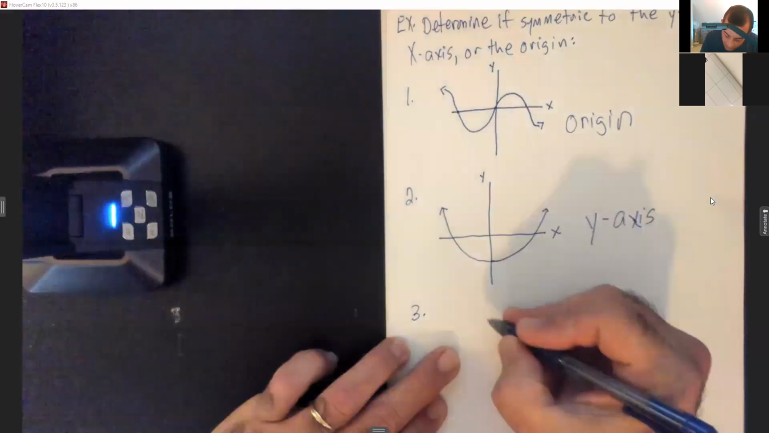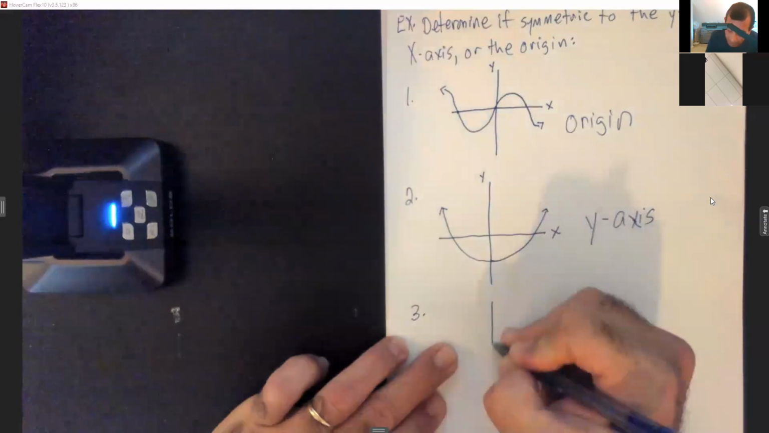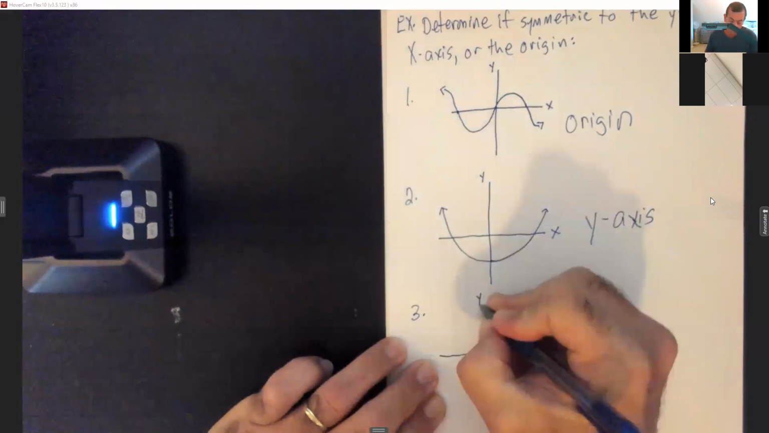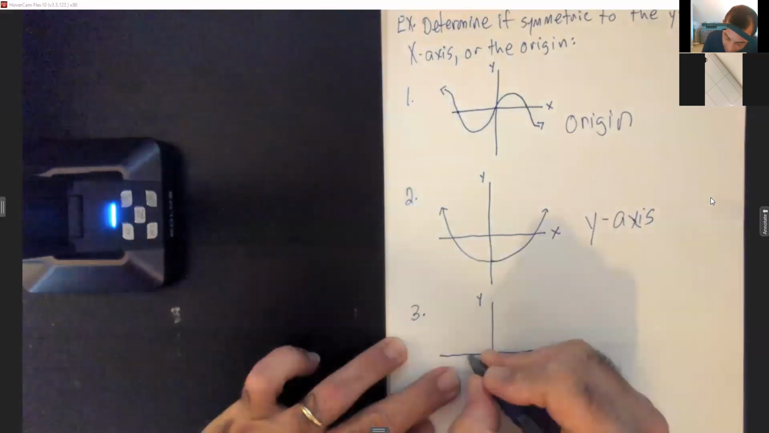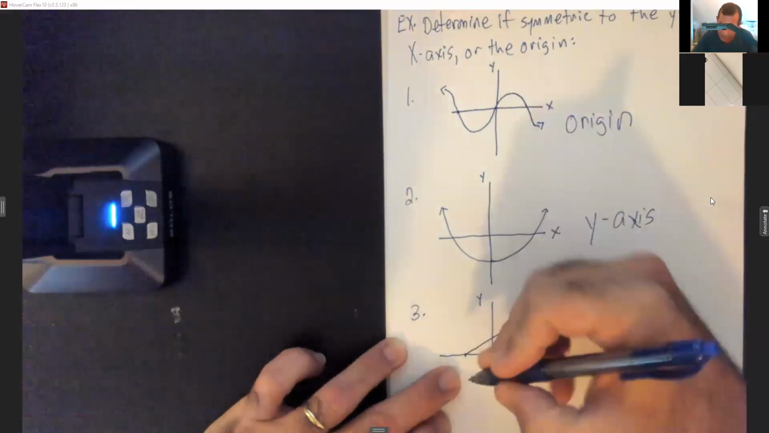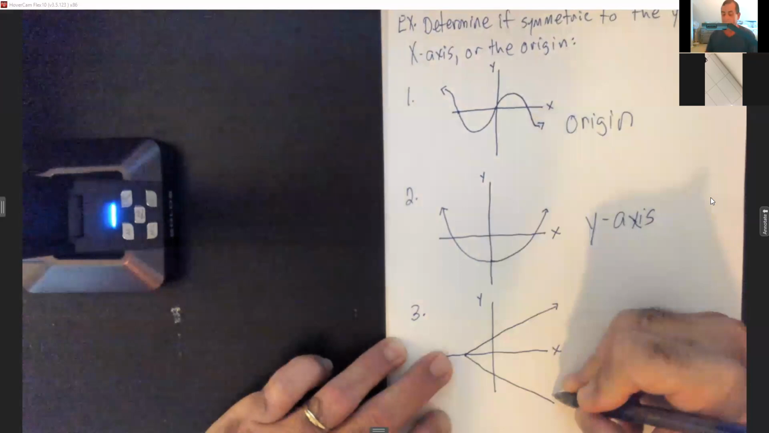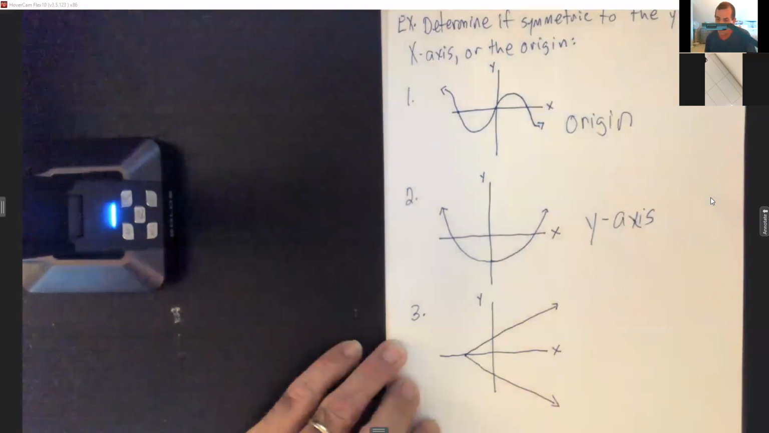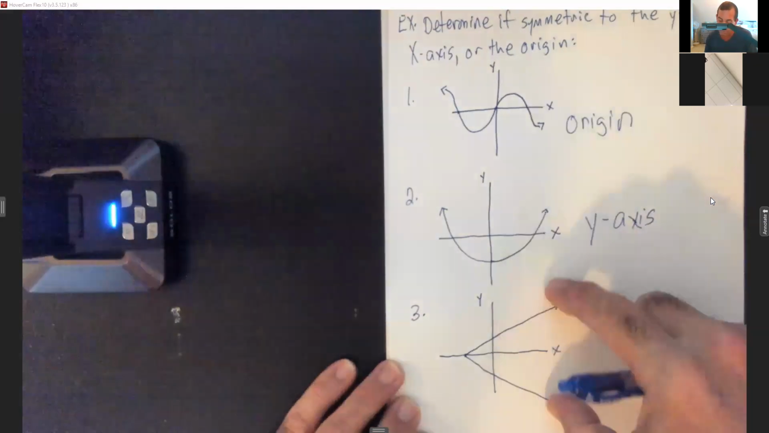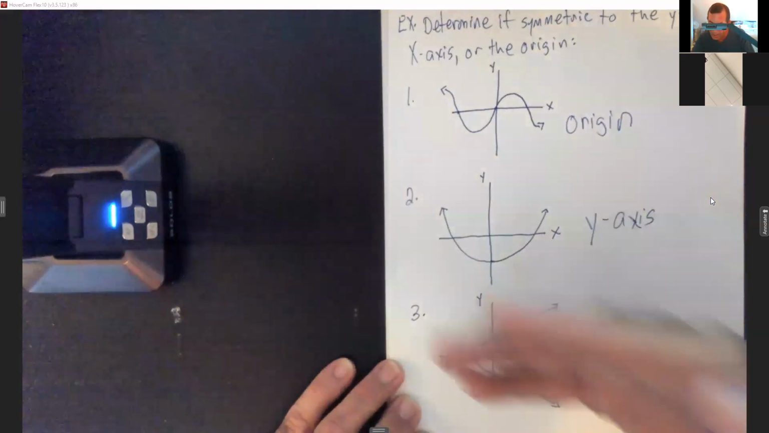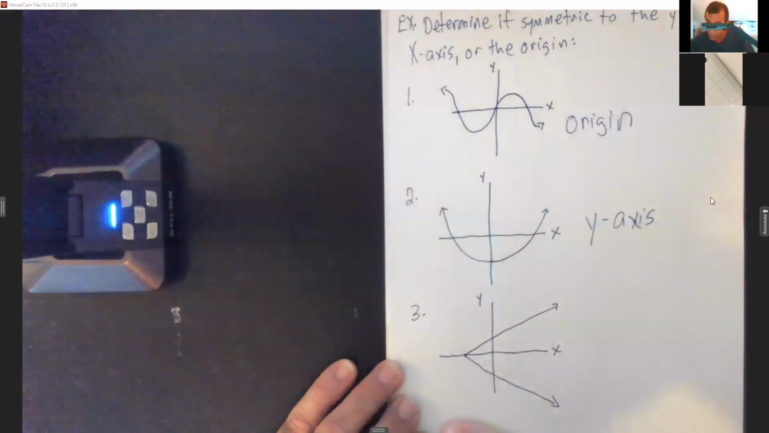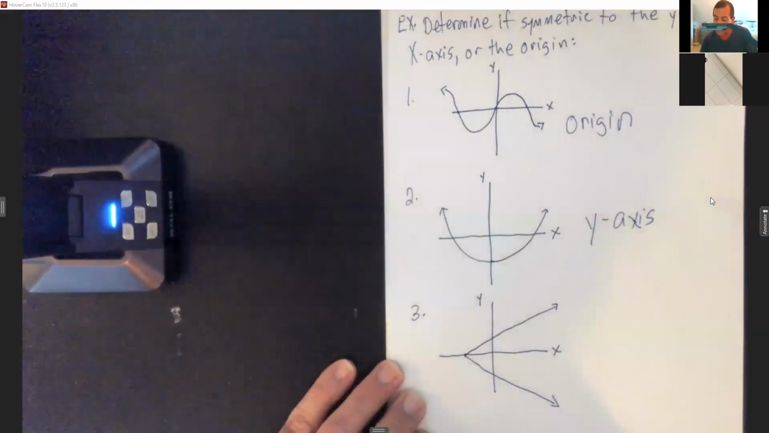All right, and then this last one on that. Let's see, I got an X and a Y. So this graph they got starting here, going uphill like that, and then this side's going downhill like that. All right, so let's check the Y. If I fold it over to Y, this part hits up here where there wasn't a graph. I'll check the X. If I take the top and fold it over, this top part will land right on top of that bottom part. So it's definitely symmetric to the X.